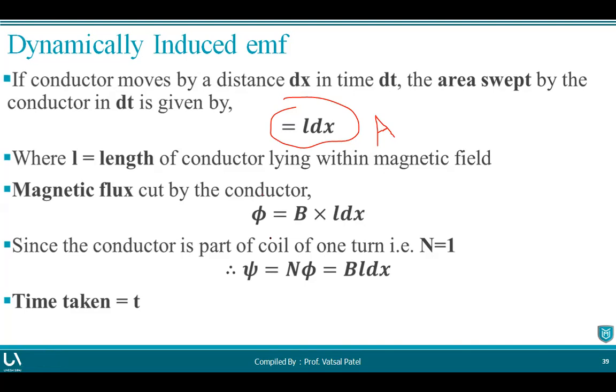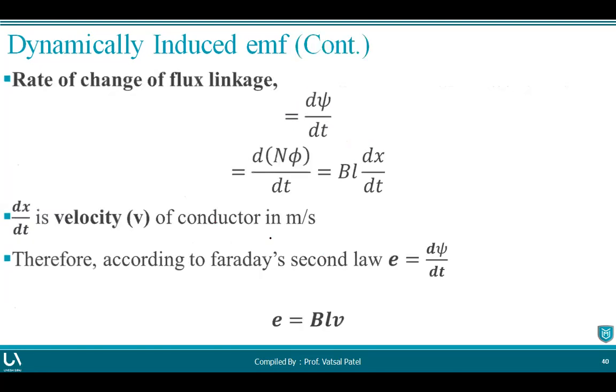According to Faraday's law of electromagnetic induction, the rate of change of flux linkages is d psi by dt, where psi is equal to N into phi. So phi is equal to B l dx, and as B and l do not change with respect to time, we take them outside. Only the distance parameter is differentiated with respect to time, and dx by dt is the velocity of the conductor, with the unit meter per second.